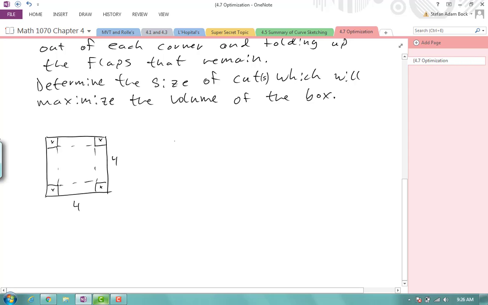And what will be the volume of our box? Well, if the length of the side of the square of the cut corners is x, I'm going to start with 4 minus 2x. That's going to be the length of the side of the base. And that'll be squared. That'll be the area of the base times the height, which will also be x, because if I fold up this flap over here, that's going to have a side length of x. And that will be the volume of my box.